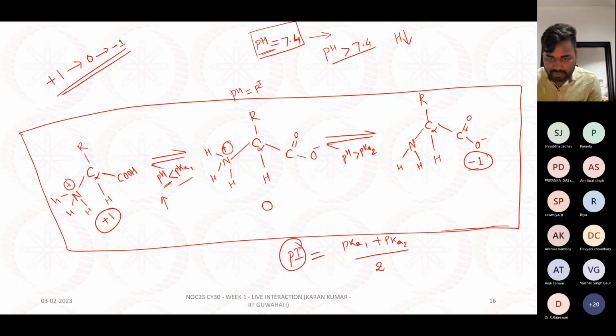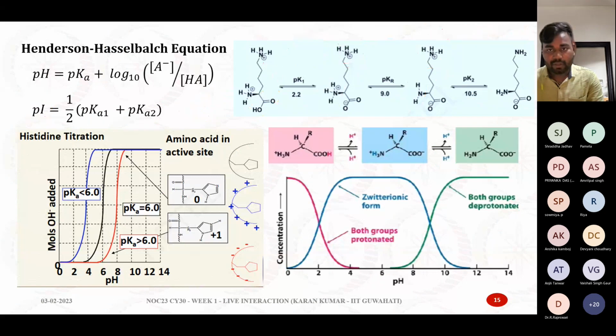Is it clear now? For a general amino acid, why it will exist in the negative charge at higher pH, and why it will exist in the positive charge at lower pH. Is it clear to everyone now? Yes, sir. Very good. So for general amino acids, it is clear. Now I will tell you how to calculate for a positively charged amino acid. And this is for the general.